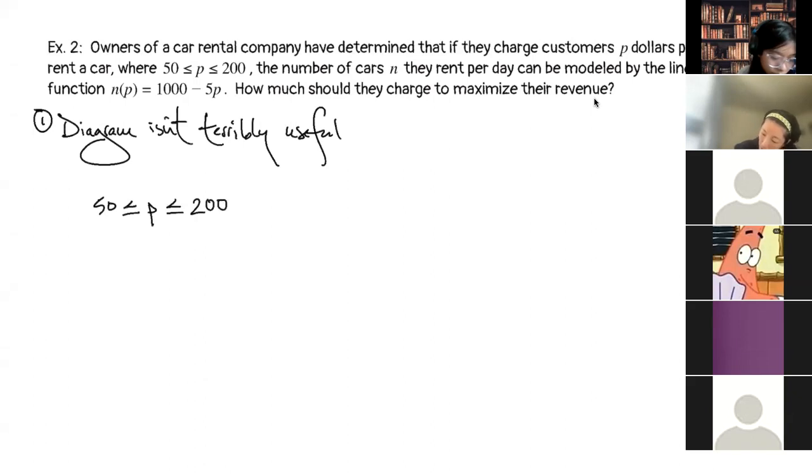I'm wondering if we can reframe this in words. Like, what does that mean for this particular context? So what does that mean, folks? We have 50 is less than or equal to P is less than or equal to 200. They rent between 50 and 200 cars per day.